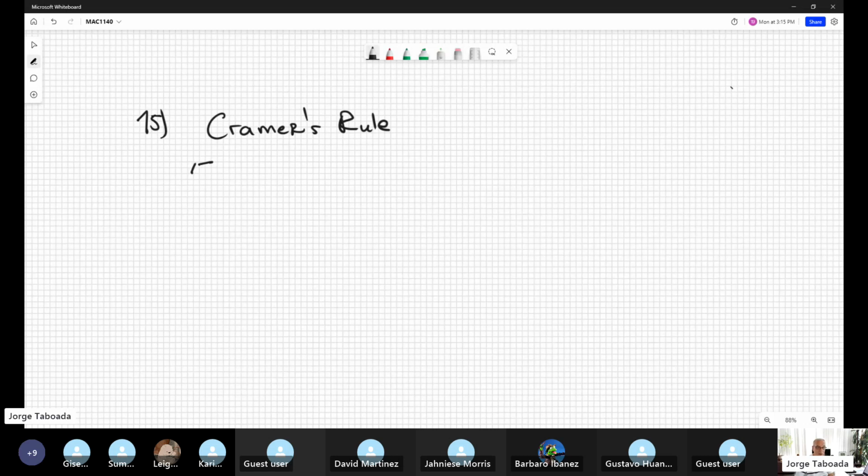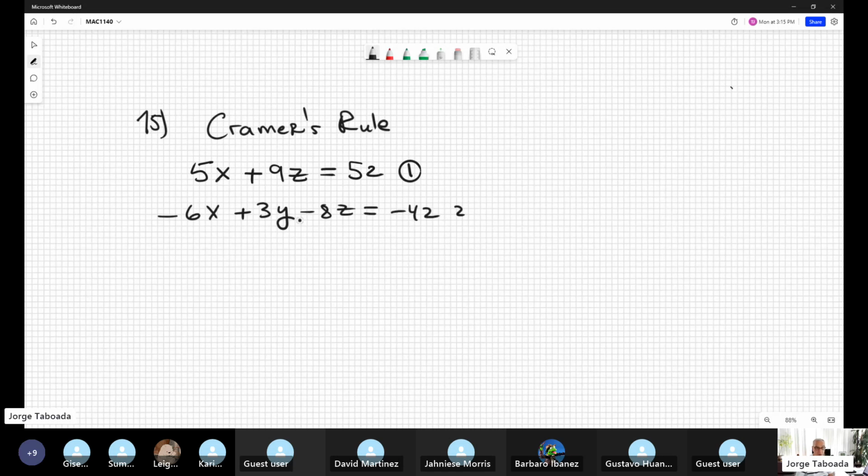The system is giving us 5x plus 9z equals 52. This is my first equation. The second is minus 6x plus 3y minus 8z equals minus 42. This is my equation number 2. And the last equation is 2x minus 6y, z is missing, equals negative 14. And this is equation number 3. This is my system that I need to solve using Cramer's rule.